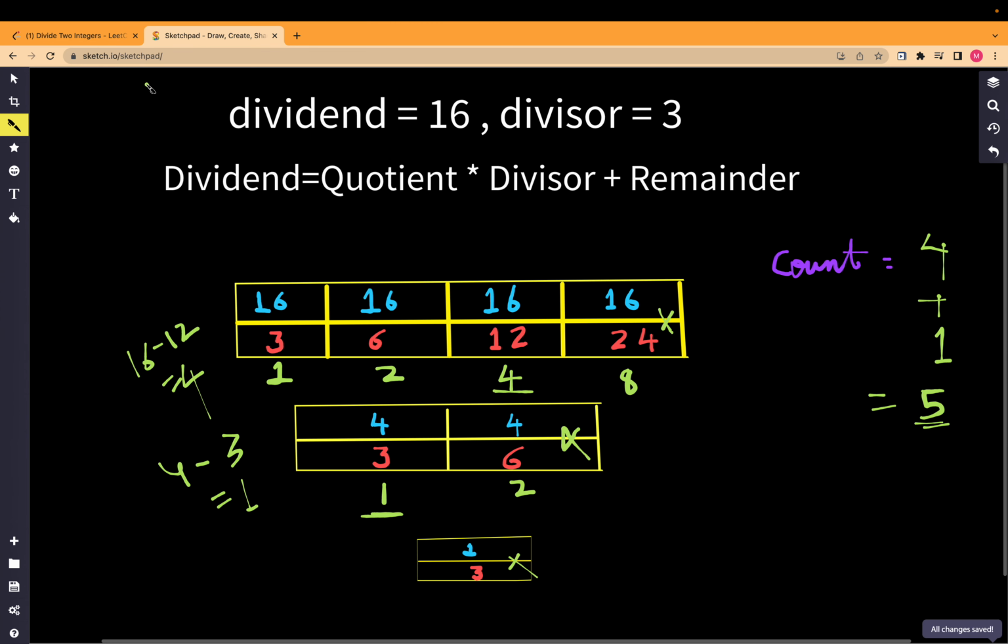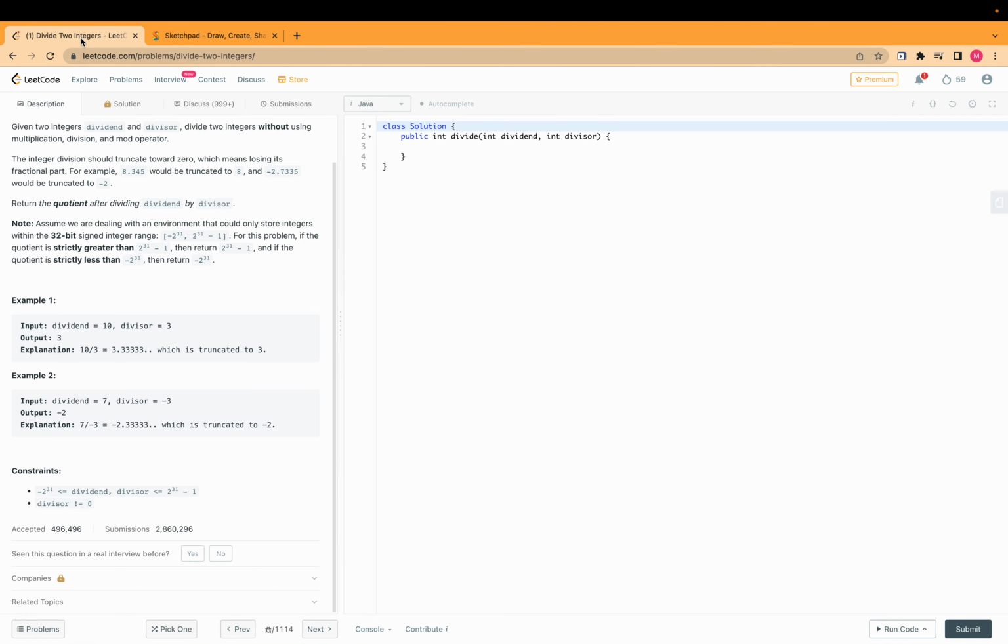Now the next thing is, we are done, let's code it up. So first thing given to us is, if the dividend is at its minimum value, meaning we are left shifting 31 times, and our divisor is -1, then we have to return the integer maximum value.